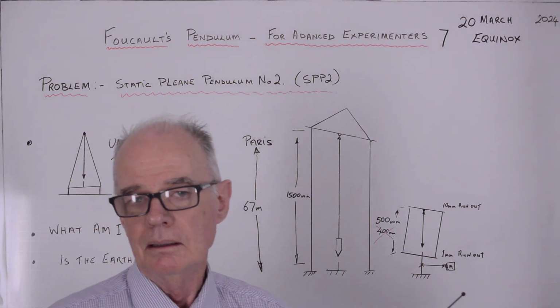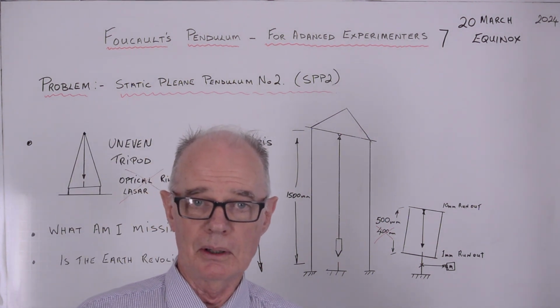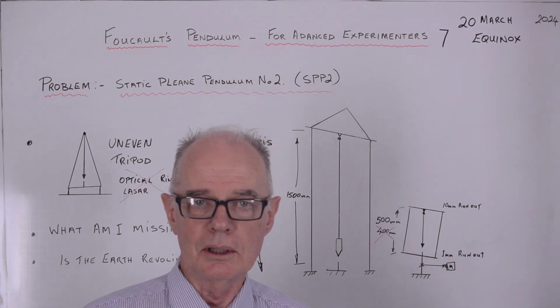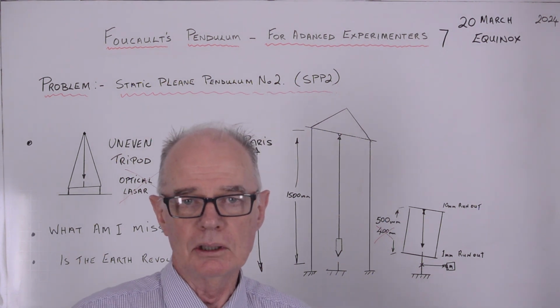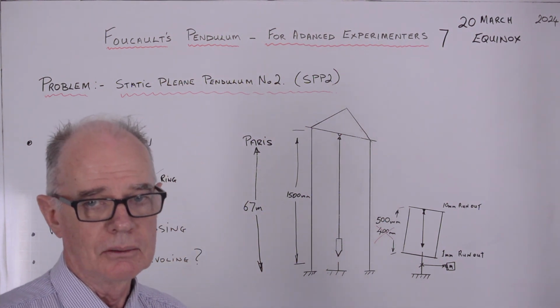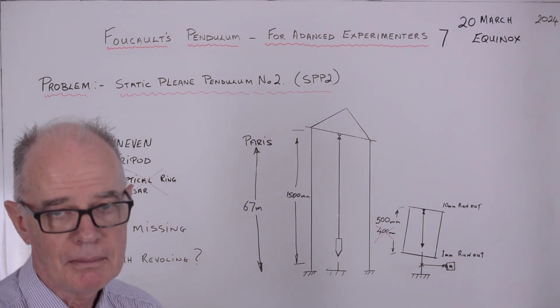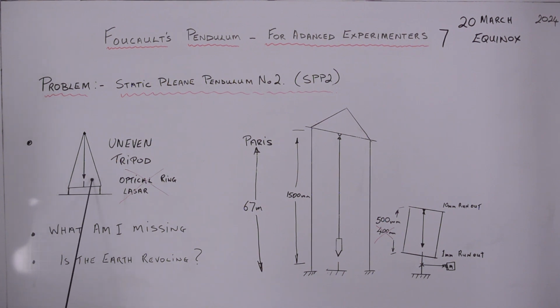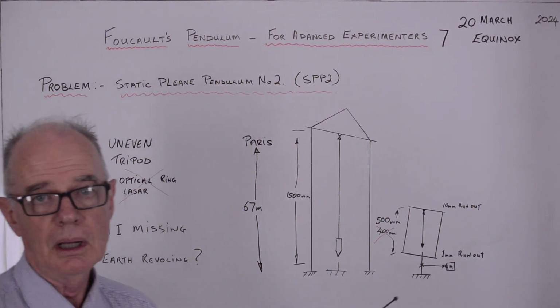Video number 8. I was going to probably ask you people to go out and buy some exotic optical cable or some exotic pendulum, or spend a lot of money, and really all you need is a rock and a piece of rope. So before I can go on to video 8, I've got to solve this problem. If you just need a tripod with a slightly tilted base, you won't need to go and buy an optical ring laser. So what am I missing?